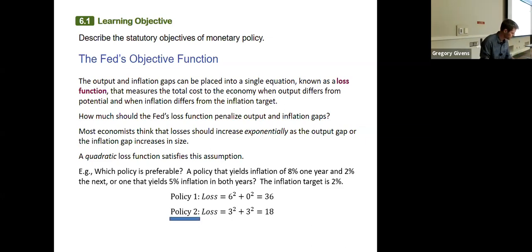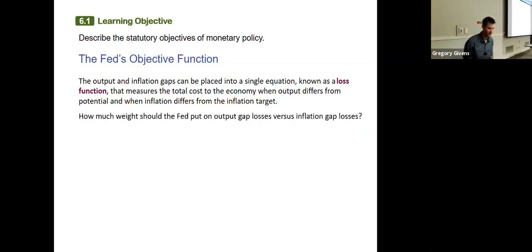Now, there is one more thing that we have to establish here before I call it quits for the day. We've established that output and inflation gaps will be squared in the Fed's loss function, and that they're going to be added up over time. The only remaining question that we need to think about here is how much weight the Fed should place on output gap loss compared to inflation gap loss.